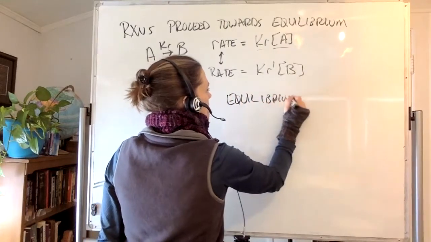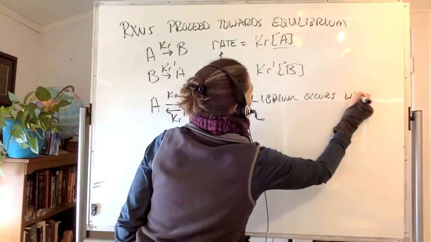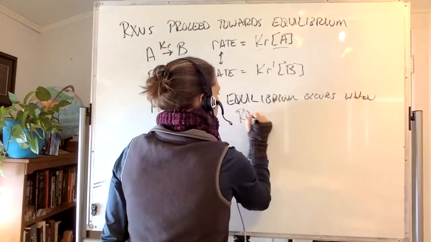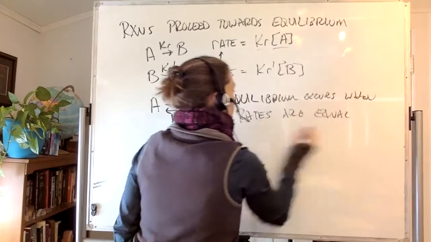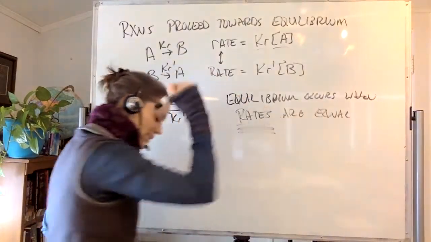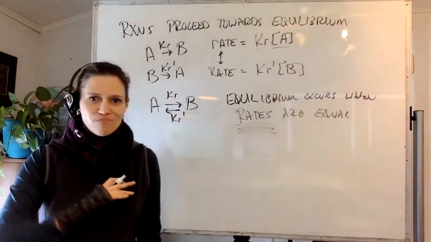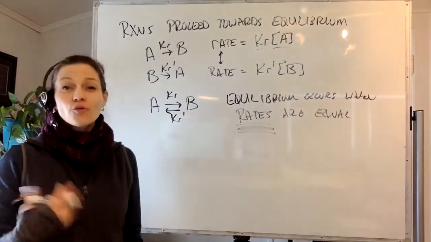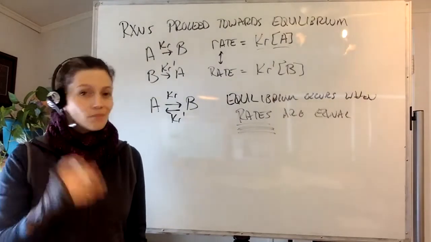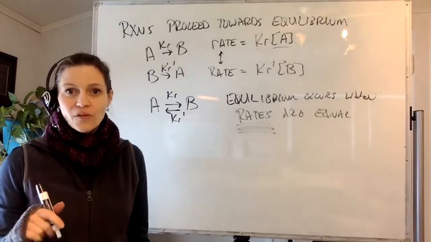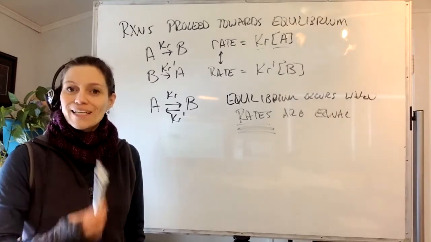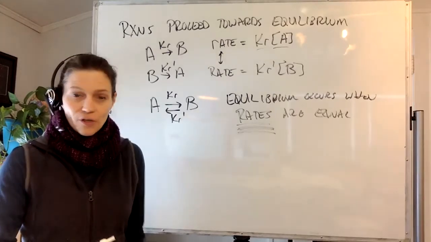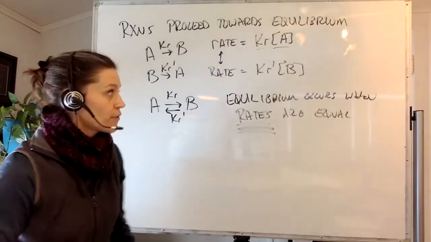equilibrium occurs when the rates are equal. And I will emphasize the rates, not the rate constant. Easy trap to fall into. You'll be like, oh, the rate constants are the same. We must be in equilibrium. Rate constants have nothing to do with equilibrium. It tells you where equilibrium might lie, kind of, but it has nothing to do with defining equilibrium. That's when the rates are equal to one another.